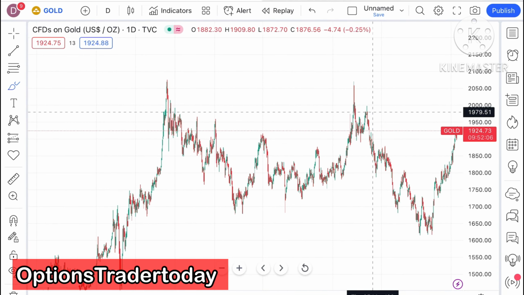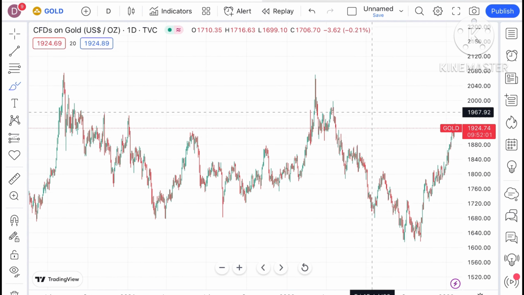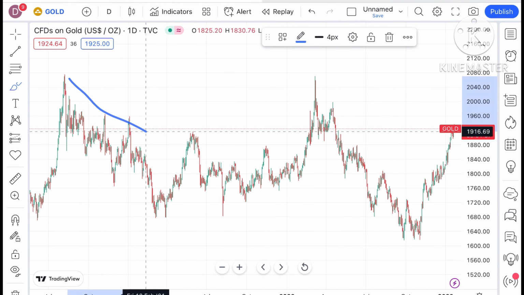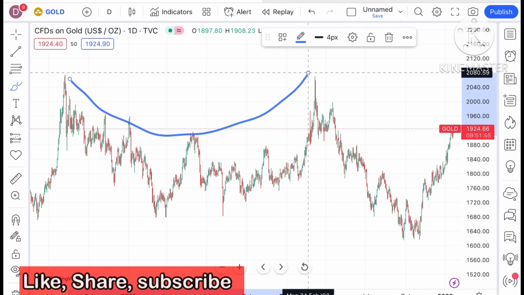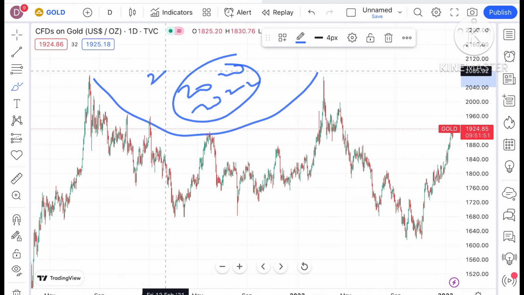So today in this video I will explain how the price of gold has moved in the last 2 days and how the price of gold can move in the next 2 days. First, a few things you have to remember: there is a U pattern forming, and this U pattern is being repeated from 2020 to 2022. This is the second pattern formed.